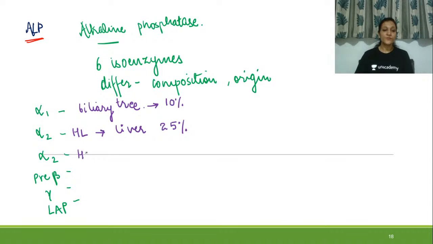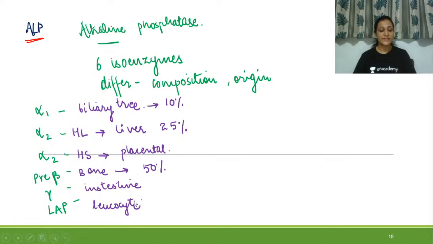Alpha 2, another form, is heat stable, and this heat stable is present in placenta, it's the placental alkaline phosphatase. Pre-beta, it is present in bone and it contributes to 50% of activity. Then gamma, it is present in intestine, and LAP, it is present in leukocyte.